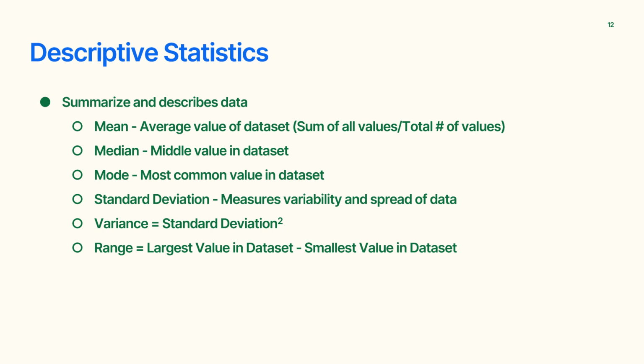Another statistic that you use is the median, which is the middle value in a data set. You can also use the mode, which is the most common value that occurs in the data set. Another one that you can use is standard deviation. This measures variability and spread of data. You can also use variance, which measures the same thing as standard deviation, just in a different unit, and you calculate that by squaring the standard deviation. And lastly, you can use range, which you calculate by taking the largest value in the data set and subtracting the smallest value in the data set.